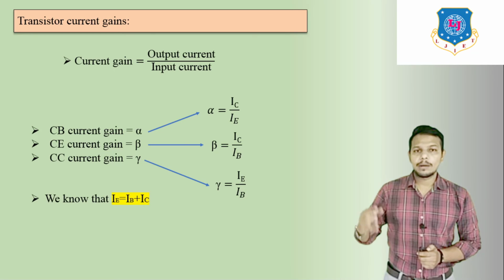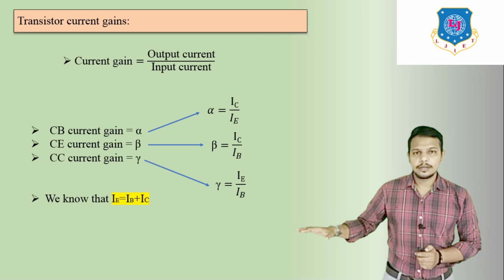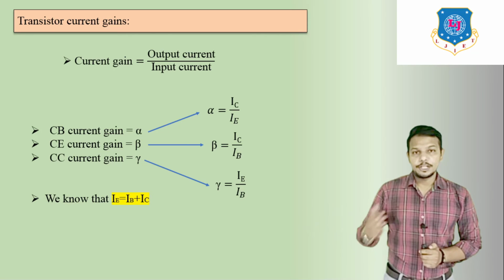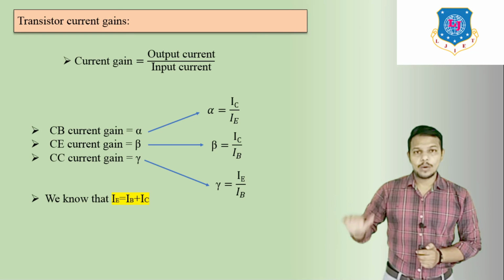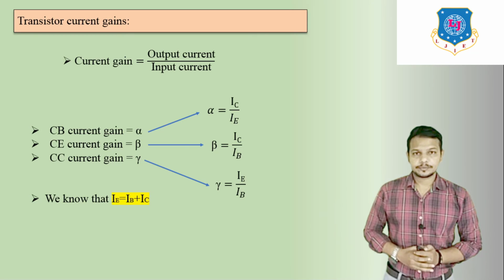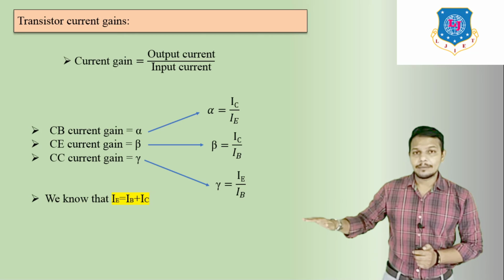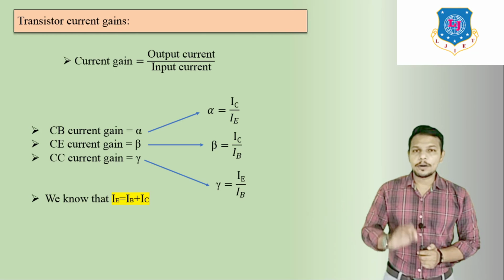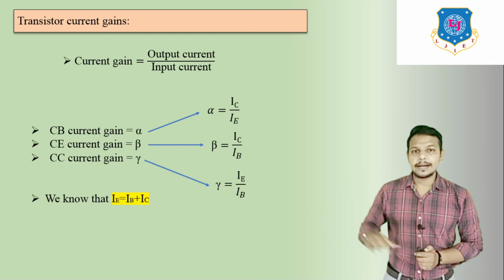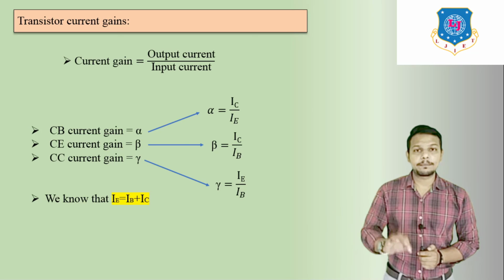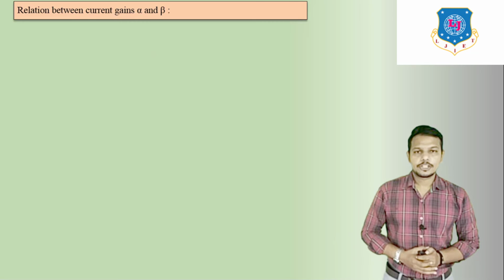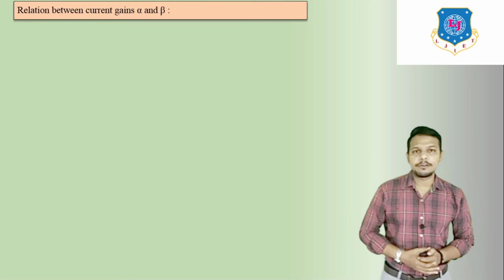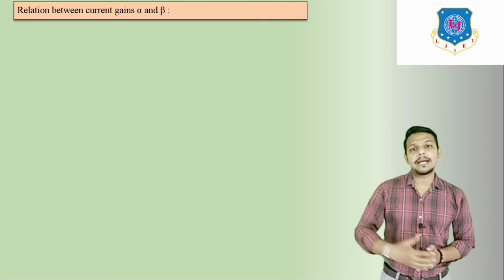We know this basic equation, as we discussed in our introduction of BJT, that IE is equal to IB plus IC, whereas IB is only 2% of total current and IC is 98% of total current. So let us discuss the relation between the current gains alpha and beta.